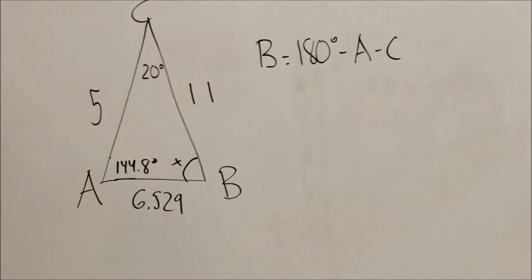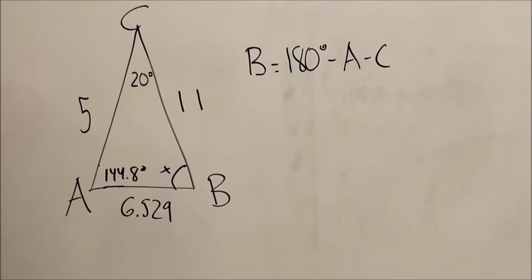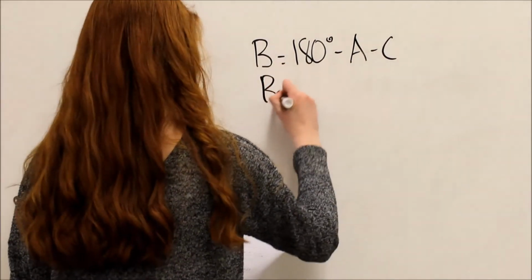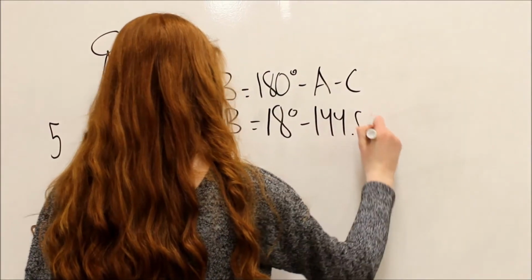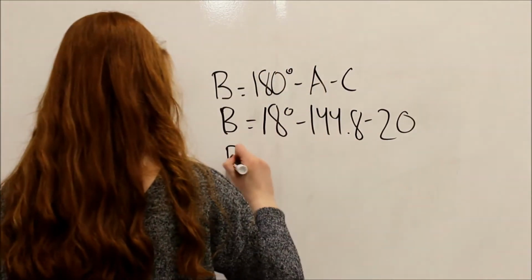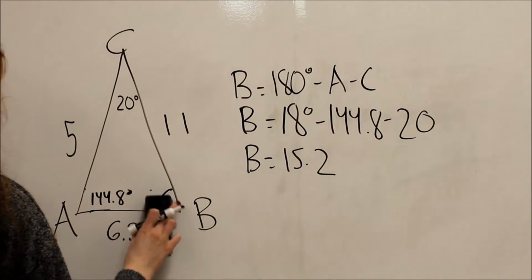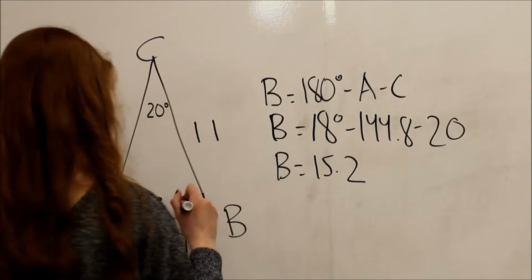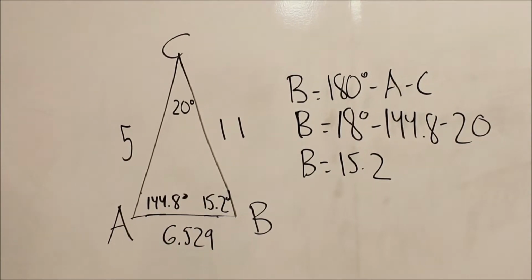And we don't need to use the law of cosines for this, since we already have these two angle measures and all the angles add up to 180, so we just add these and subtract it from 180 to get what B equals. So B equals 180 degrees minus 144.8, which is angle A, minus 20. So that equals 15.2. So that is our last angle, and the last thing we have to solve for in the triangle. So I'll just add that to here. So that is the completed triangle after we solved everything.